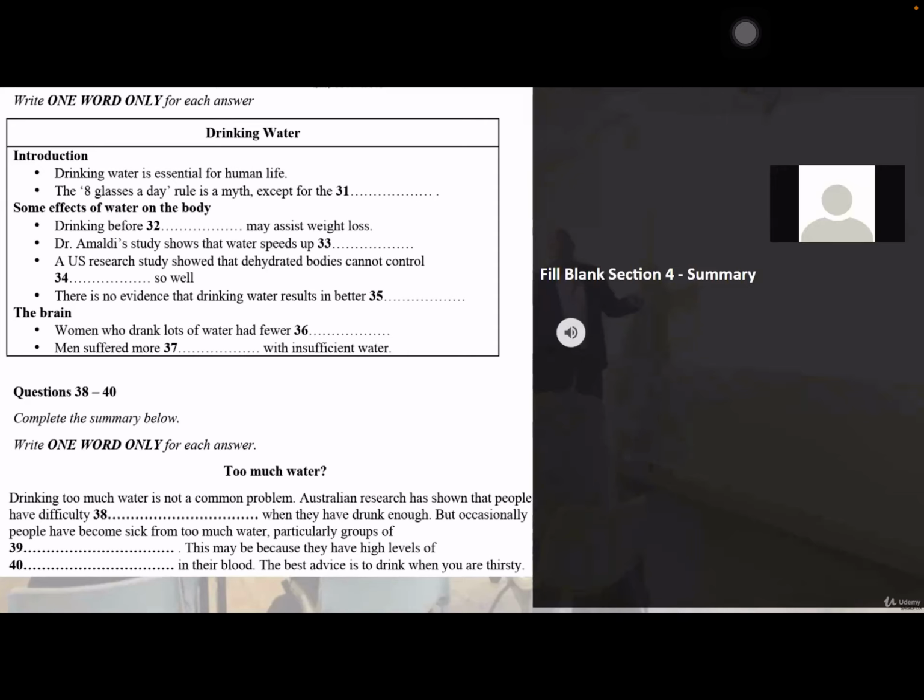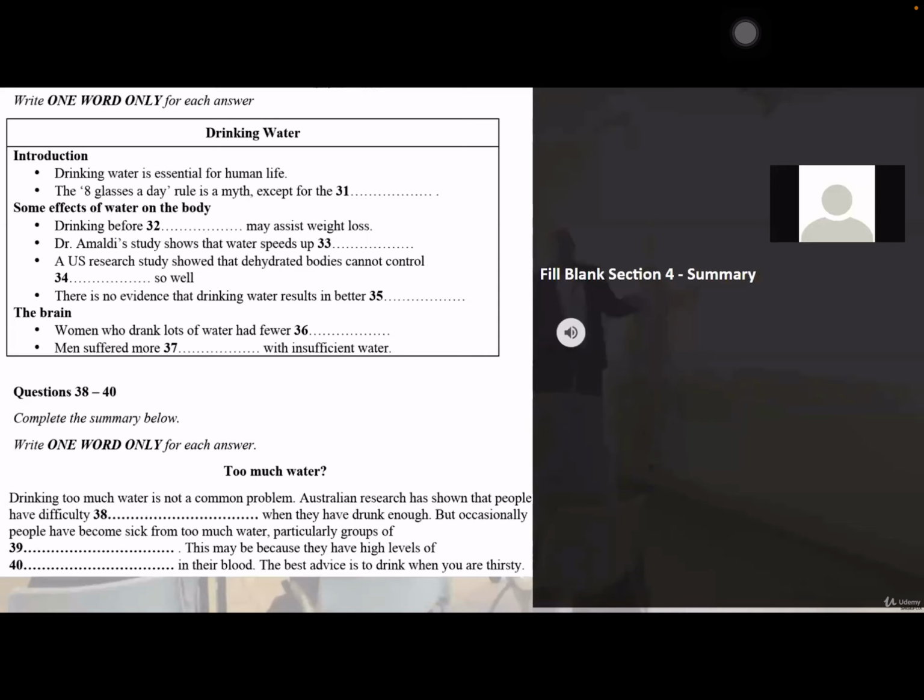So, in summary, we can see that, yes, there are some health benefits from drinking plenty of water, but in many of these studies, the benefit was quite small. And it's probably true that in general, on the internet and so on, the benefits of drinking lots of water are overstated.